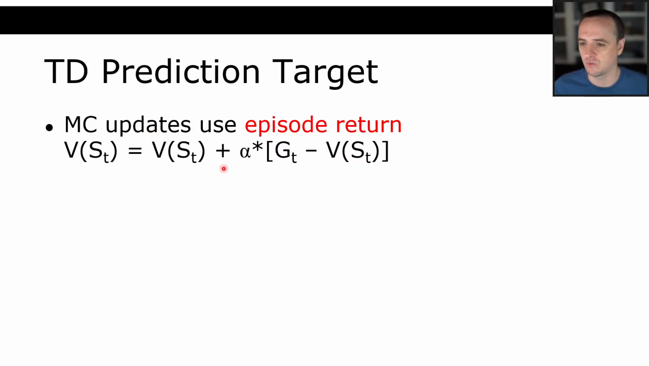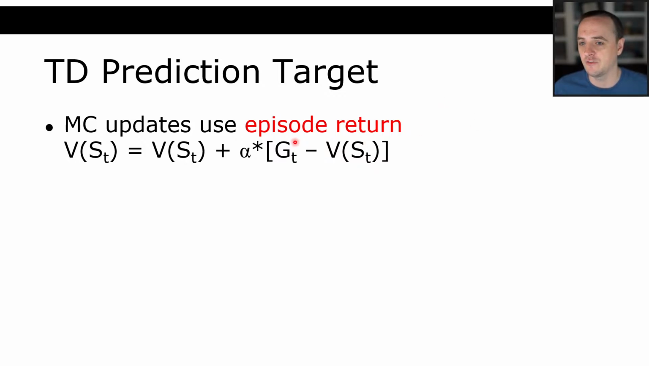We looked at this already. So the value of a state is going to be updated to be equal to the previous value of the state plus some step size alpha times the return minus the previous value of the state. So we've already gone over that.